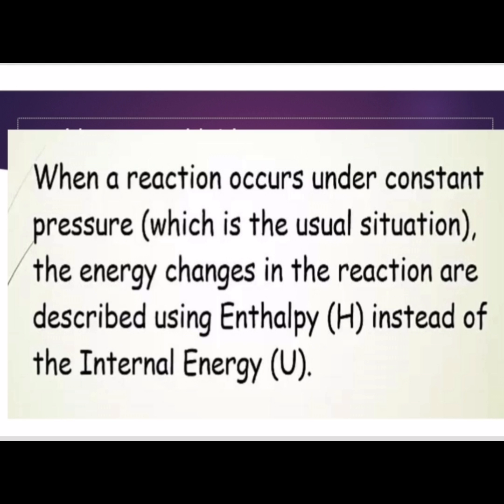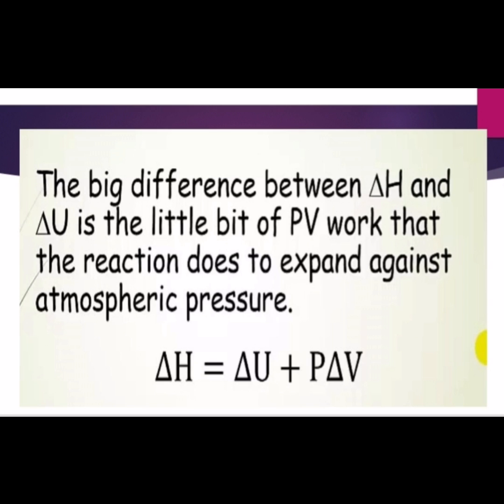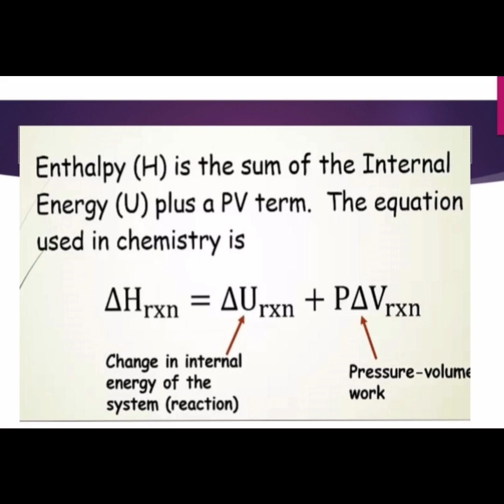When the process is carried out at constant pressure, the system gas also expands, doing pressure-volume work. Therefore, the total heat content of the system at constant pressure is equivalent to the internal energy E plus the PV energy. This is called the enthalpy of the system and is denoted by the symbol H. Mathematically, we describe it as H equals E plus PV.